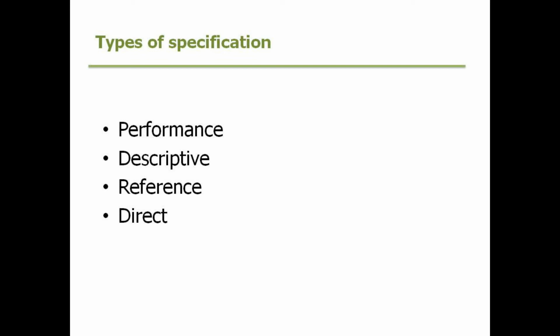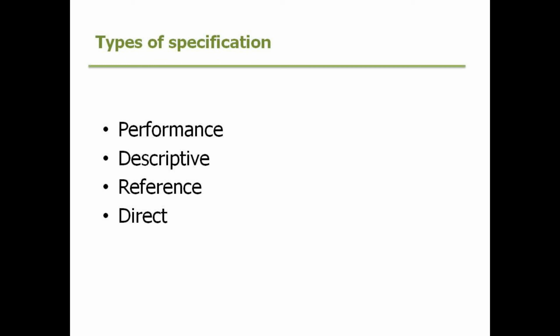The next one is a descriptive specification. A descriptive specification describes in a lot more detail the materials to be used and the type of workmanship, how it's to be manufactured, erected and installed. So it's very clear, a lot more detail in a descriptive specification.